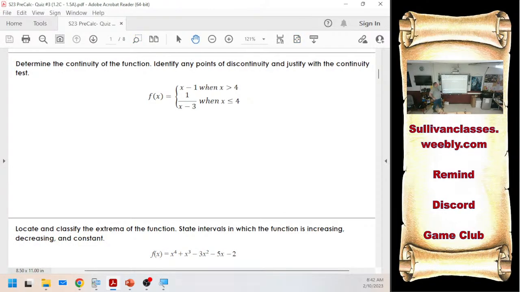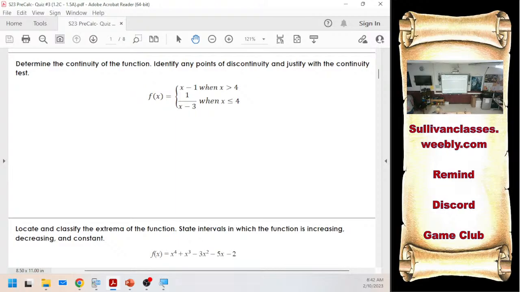Determine the continuity of the function. Identify any points of discontinuity justified with the continuity test. That said continuity 3 times in one set of directions. Oh my goodness. Oh, discontinuity. Oops. So, which continuity? Discontinuity.